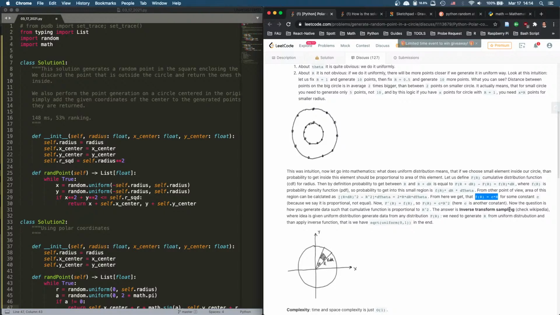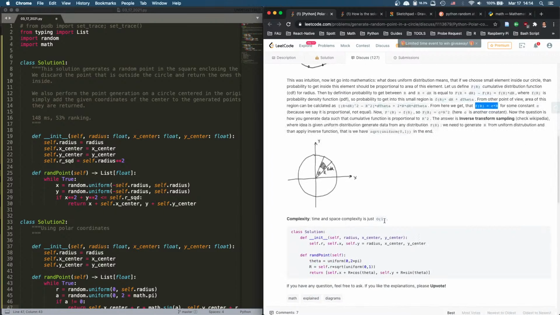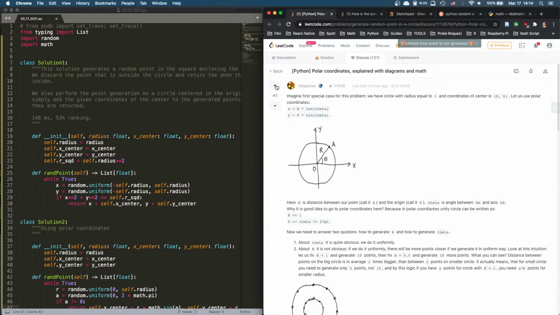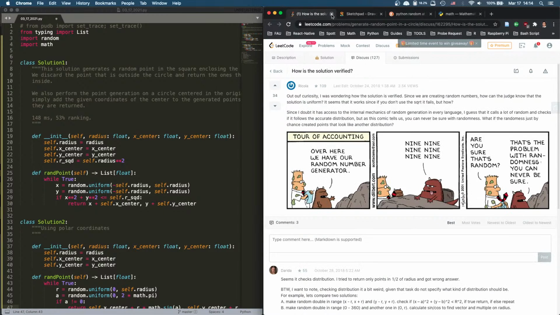Yeah, now the question is how you generate data. So you have this function. After this, inverse transform sampling. The idea is, given a uniform distribution, to get data from any distribution. We need to generate R from a uniform distribution and apply it. So we have, yeah. We can do it rigorously.